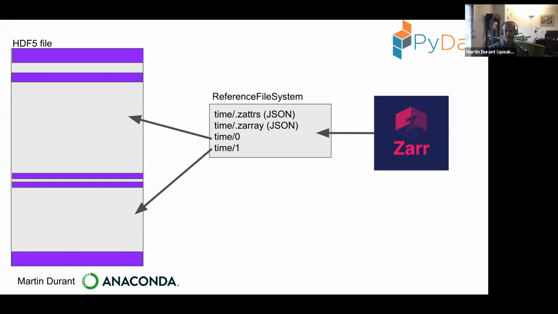Here, time/0 and time/1 are two chunks of this array. And Zarr understands this structure, and it knows that those chunks belong to the same array. And so it can operate on them in parallel when you do a read.